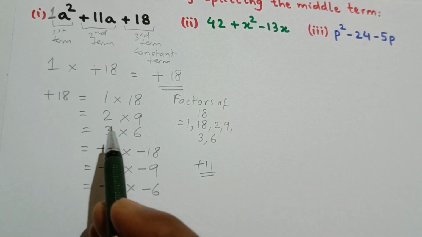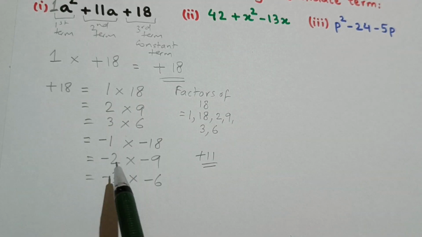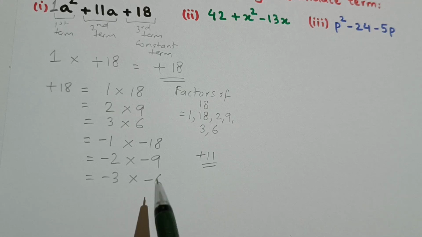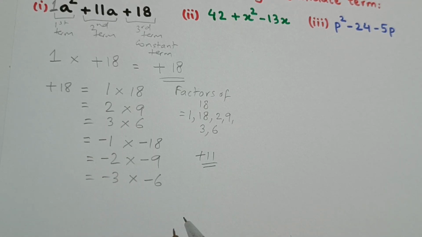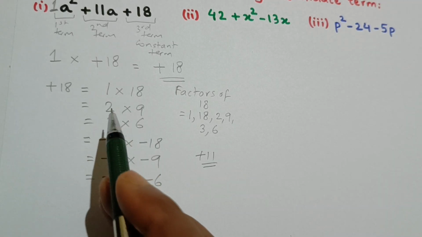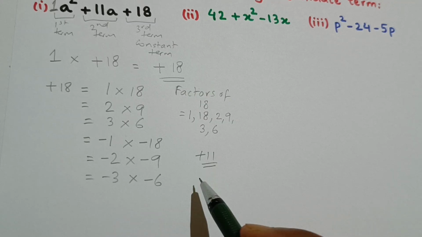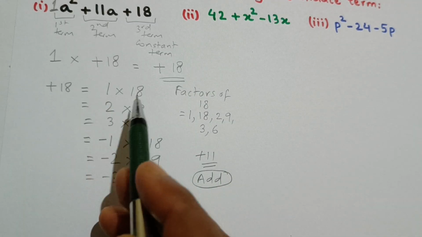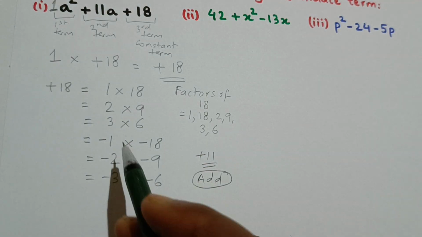Now what you do is, out of these integer pairs, which pair, if I do the addition, will give me plus 11. So which integer pair, if I add them, will give me plus 11? So you have to add. Remember, add. So which integer pair, if you add, will give you plus 11? So let us look one by one.